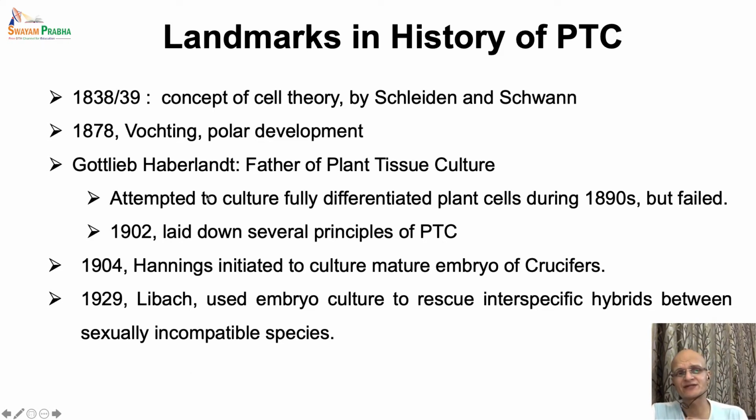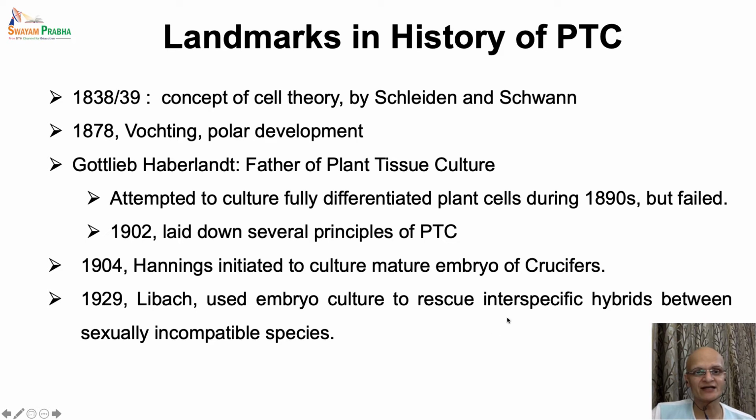Several students of Gottlieb Haberlandt did a lot of work in establishing plant tissue culture. They were able to establish dividing root tip cells in artificial cultures in the 1920s or late 1920s. However, one major development was in 1929 when Laibach rescued the embryo from an interspecific hybrid.